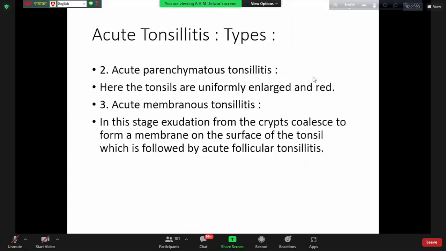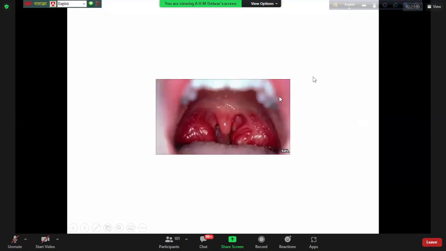So, acute parenchymatous tonsillitis. Here the tonsils are uniformly enlarged and red. Uniformly enlarged and red, this is one of the features. You see, the tonsil is congested and red. The uvula is also red and congested, and the posterior pharyngeal wall is also red.